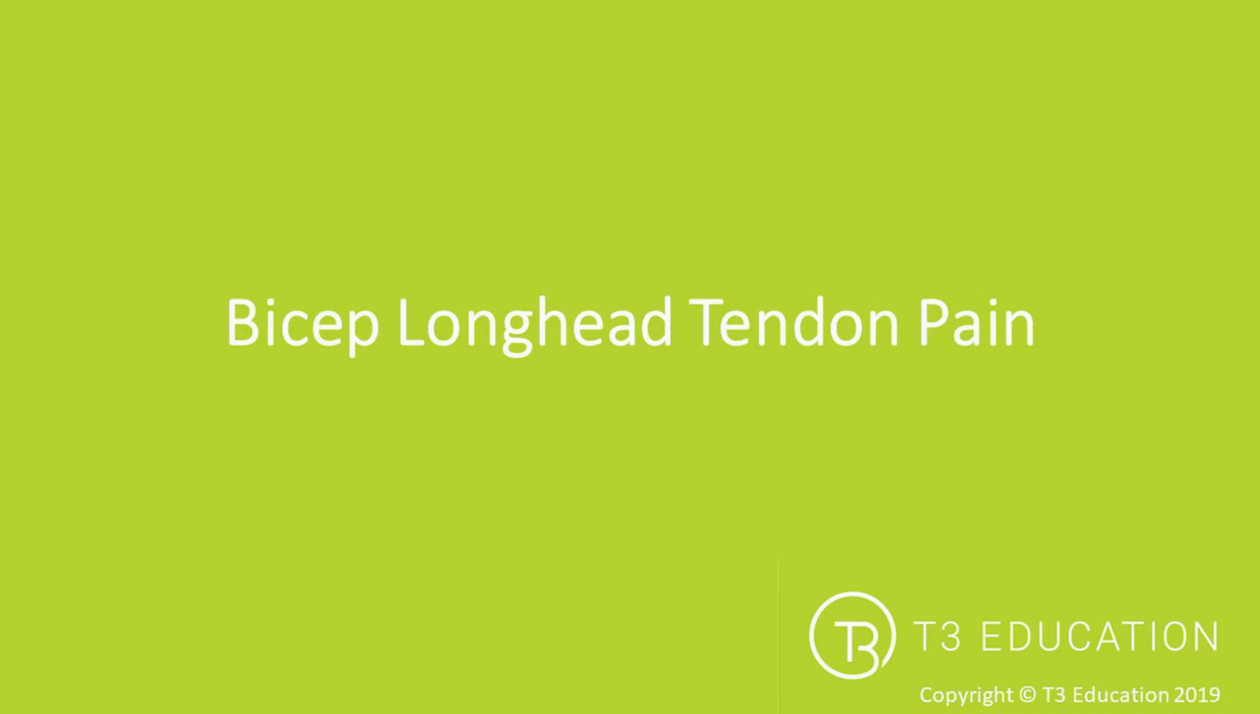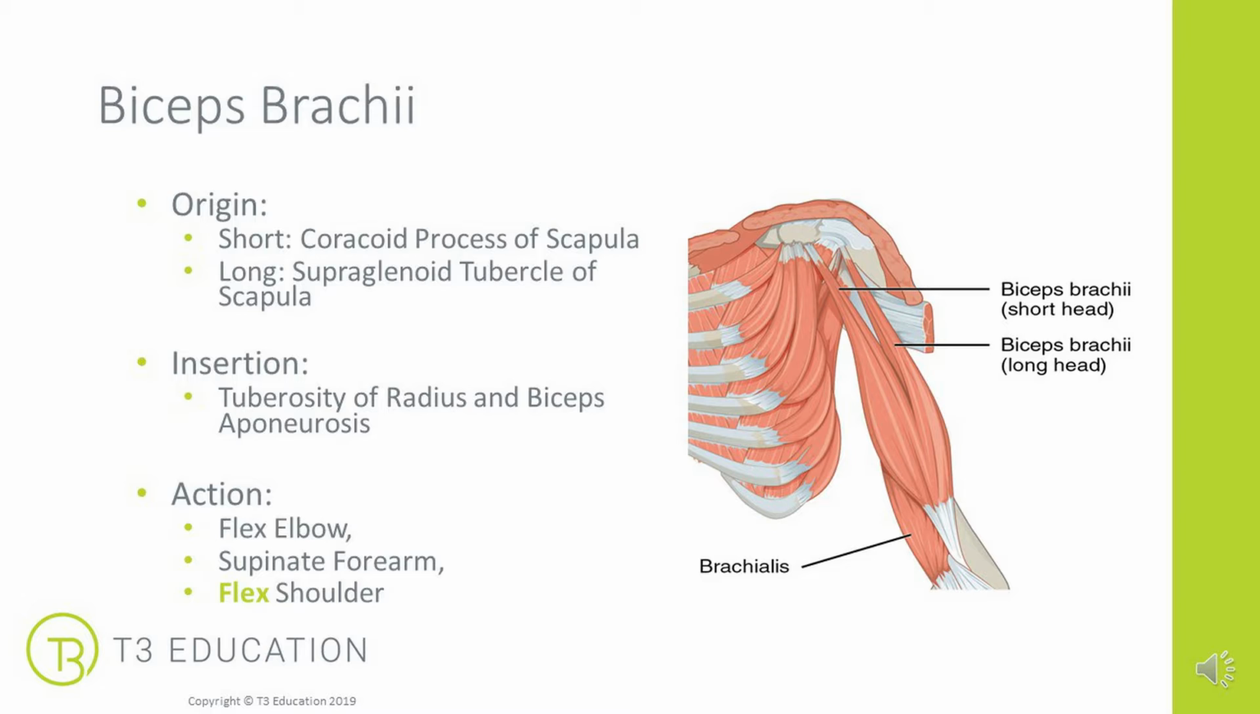Let's look at bicep longhead tendon pain. Firstly, let's look at the anatomy of the biceps itself. The biceps brachii has two heads, the short and the long. The short originates on the coracoid process of the scapula and the long on the supraglenoid tubercle of the scapula. They insert down into the tuberosity of the radius, so they cross the elbow, and into the biceps aponeurosis, which is a large connective tissue fascial connection at the elbow.